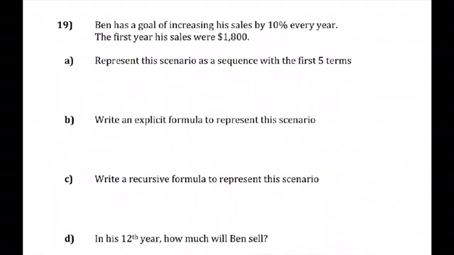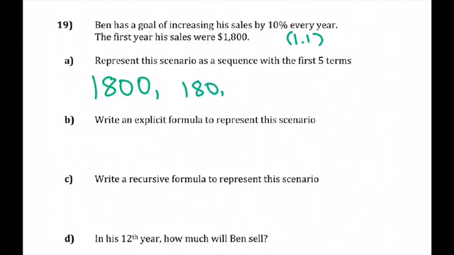Ben has a goal of increasing his sales by 10% every year. The first year his sales were 1,800. So what you want to do is start with the sequence and figure out what's going to happen next. So if he's going to increase by 10%, does that mean the next year he's going to get 180? What do you multiply by? You're going to multiply by 1.1. The mistake that people make on this is they do 10% of 1,800 is 180. Okay, you just lost 90%. You didn't gain anything, okay? So you need to make sure you're going the right way about this.